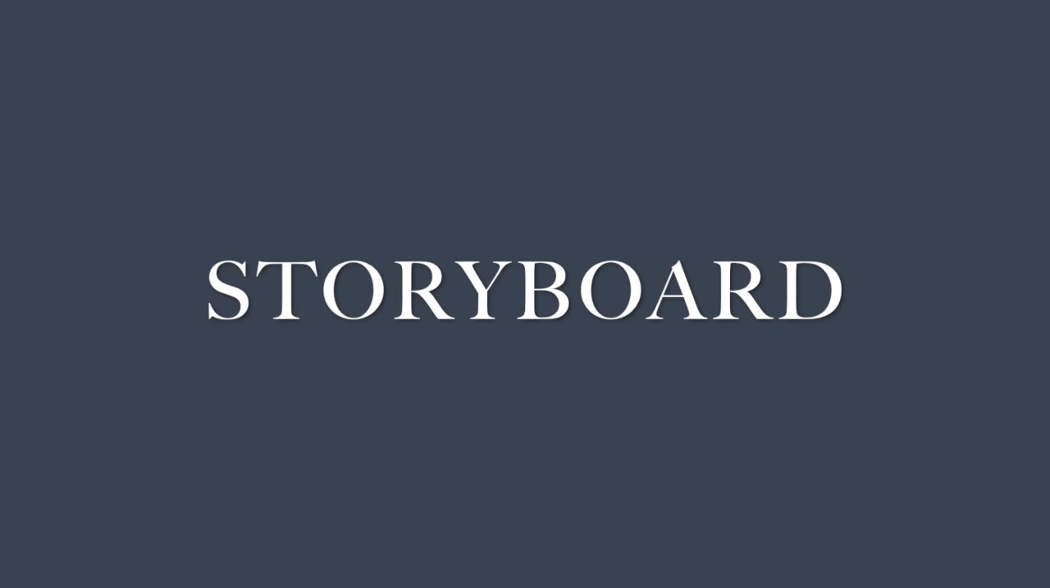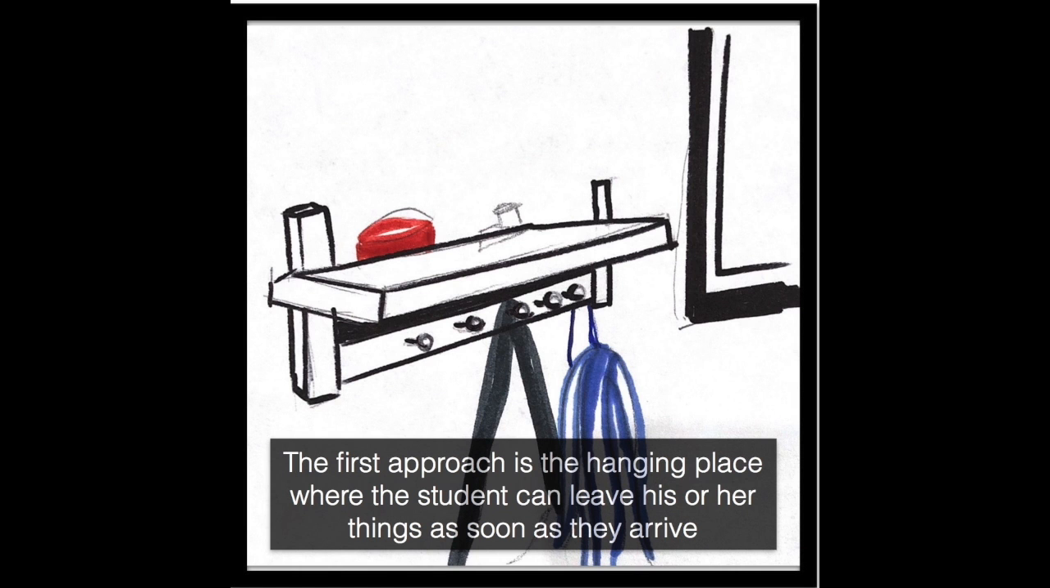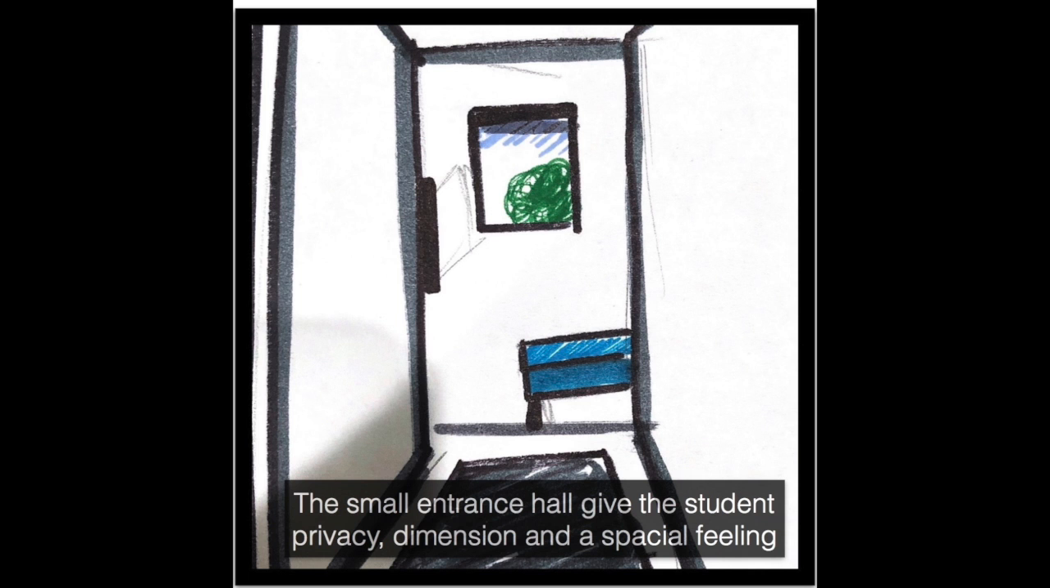Now we're going to explain the storyboard. First of all, we have the chosen plan. It was plan A, where we have essentials: bathroom, coffee station, desk, bed, and TV. Then we have the first approach. By providing a small entrance hall, the idea is to give the student privacy, dimension, and a spatial feeling.